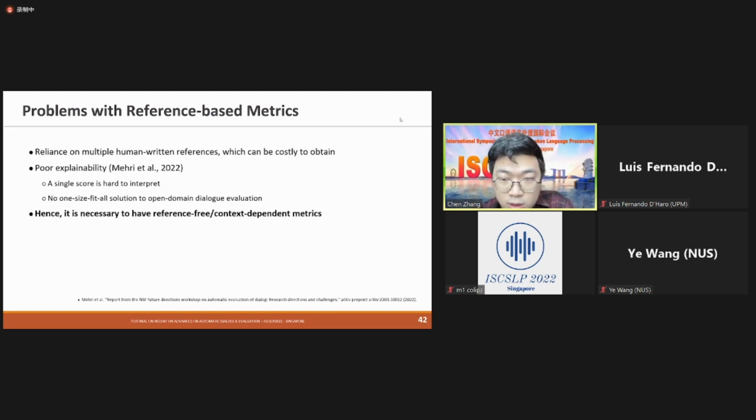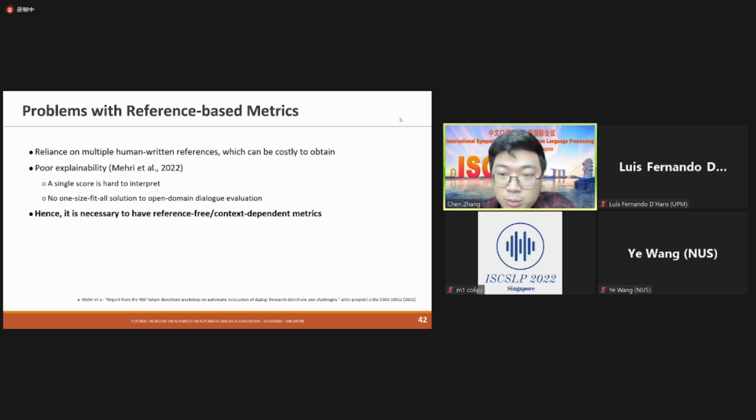One cause of that is that dialog generation is an open-ended generation task. So for one dialog context, there may be multiple semantically viable responses. For reference-based metrics to work well, we need to write many semantically varying references, but that is very costly to obtain.